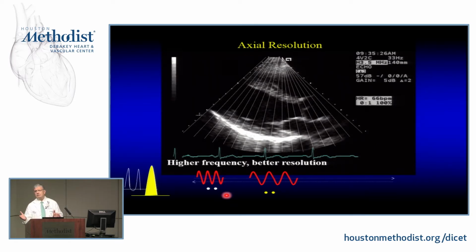And that's your axial resolution. That's your resolution. So when I put a transducer on my chest, and I'm going to take a look at the aortic valve and see the fine points, and there is a lesion that is 2 millimeters, if I use a very slow, very low frequency, you're not going to be able to differentiate it.